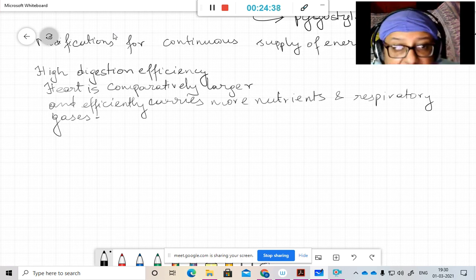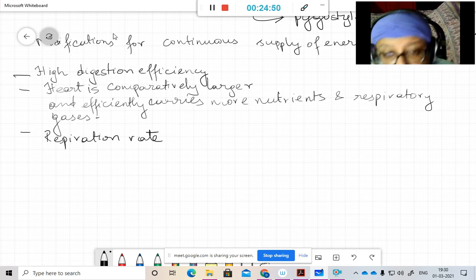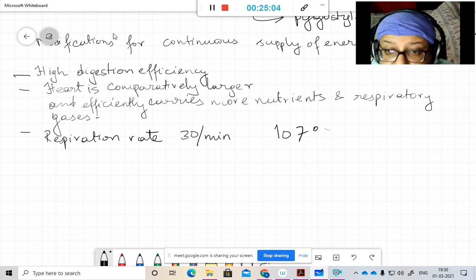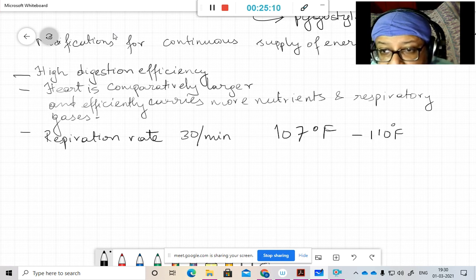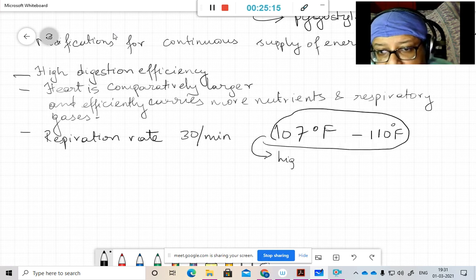So next one is respiration rate, which is 30 per minute, so every 2 seconds one breath. Body temperature is high, 107 Fahrenheit to 110 Fahrenheit. If you had such a temperature, you would die. High temperature for high energy.